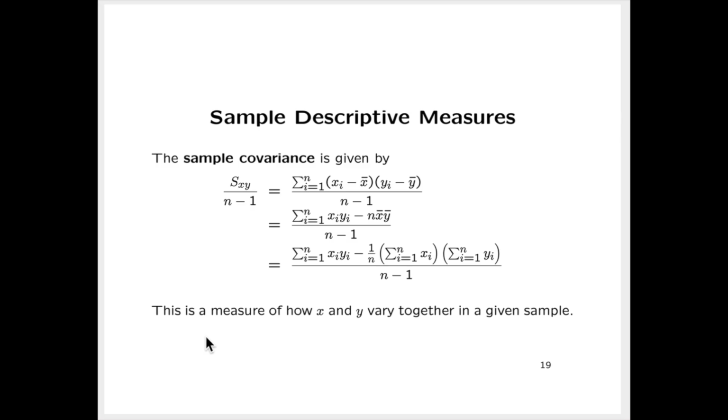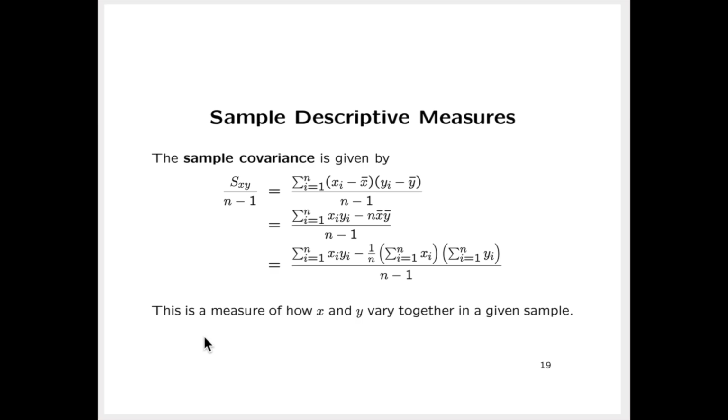Now, the sample covariance, what does this give us? We know that the sample mean is a measure of location. We know that both the sample variance and the sample standard deviation are measures of variation or dispersion, how spread out a data set is.